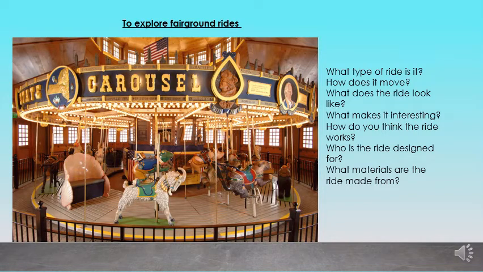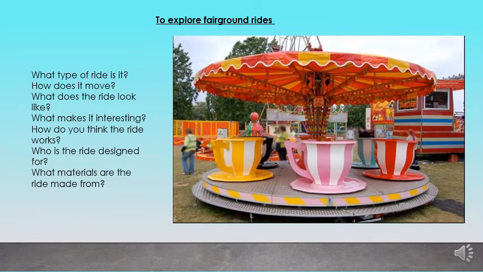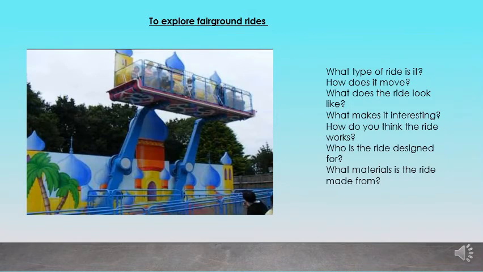Now let's look at another fairground ride. So what type of ride is it? How does it move? So again, you've got to go through these quick questions, thinking about this particular ride. And I'd like you to do the same with this one. So the magic carpet, if you've been on it. So look at each of those questions and think about this particular ride.